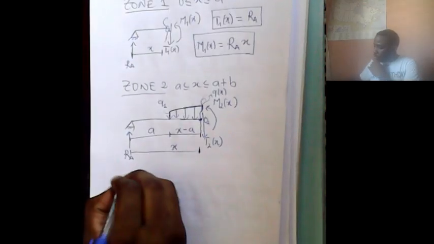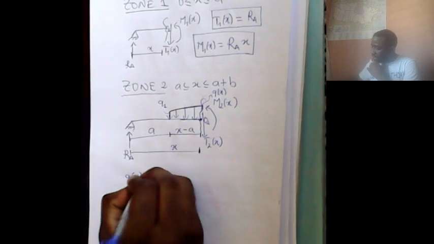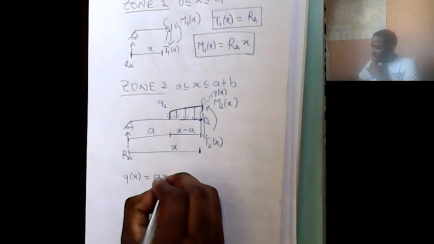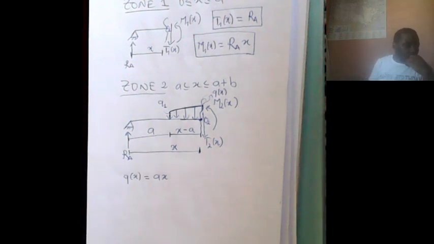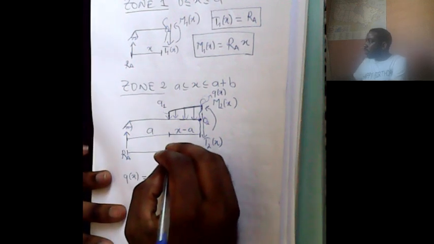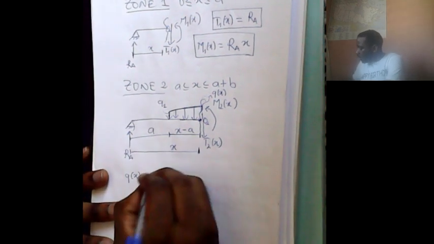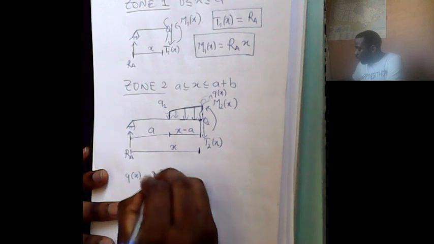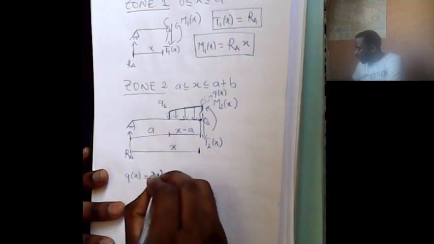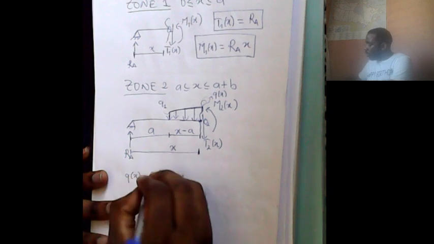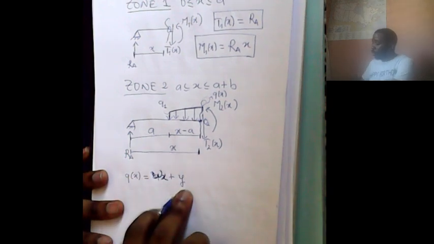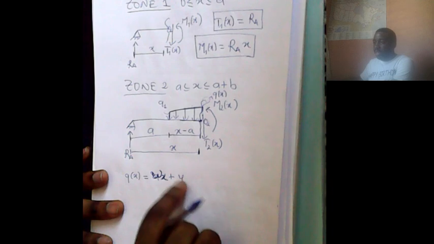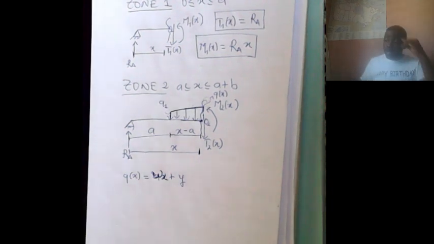And the straight line which we are looking for, which is q of x, I will say it is equal to a certain ax. Okay, let me now use a different letter, because we are already using the distance a. I don't want to confuse you guys. What letters can we use again? Let me say w and y, okay? So I'll say it will be equal to wx plus y. So we are looking for w. This is the equation of a straight line. This is the y intercept, and here is the gradient, right? You know that stuff.